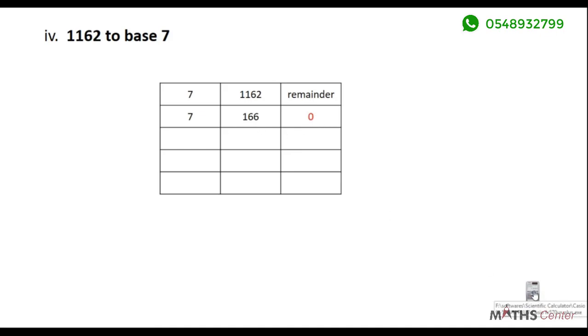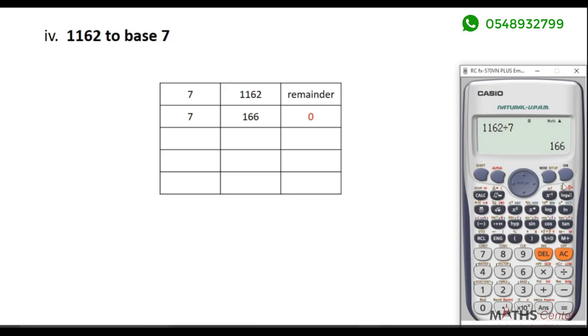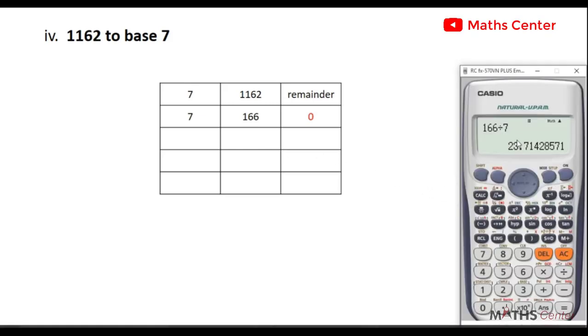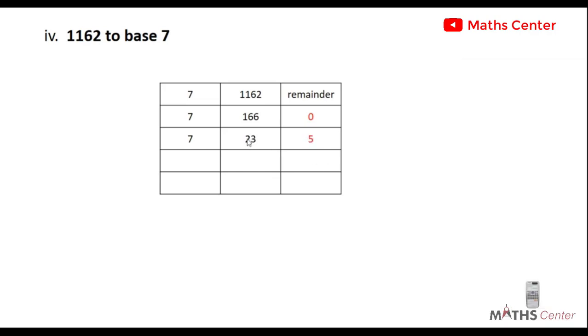Next, we divide 166 by 7. That will give us 23 point something. We have some decimals, but we are interested in the whole number here, so we pick 23 as the whole number.